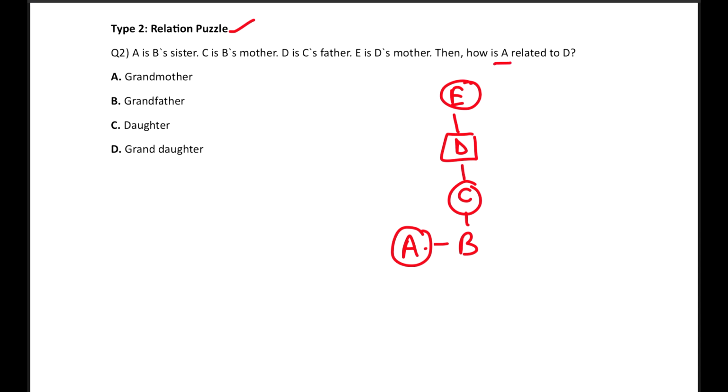Now, how is A related to D? I know related to D means with respect to D. So I will assume that I am standing at D's position. And how am I going to call the person 2 steps below me? I will call them my grand, and of course it's a female, so granddaughter. Had the question been how is D related to A, I would assume myself standing at A and call D 2 steps above, that is grandfather. But the question is not that, it is related to D, so the with respect to part will be on D. I hope you all got it right.